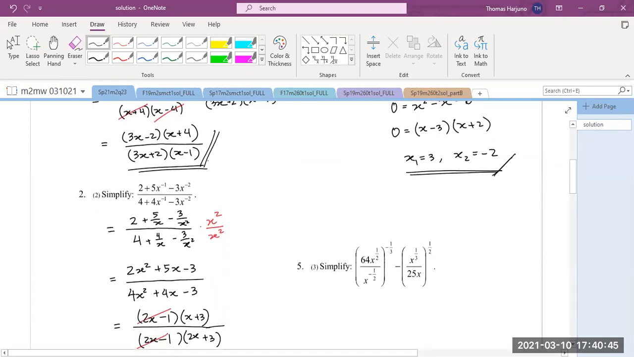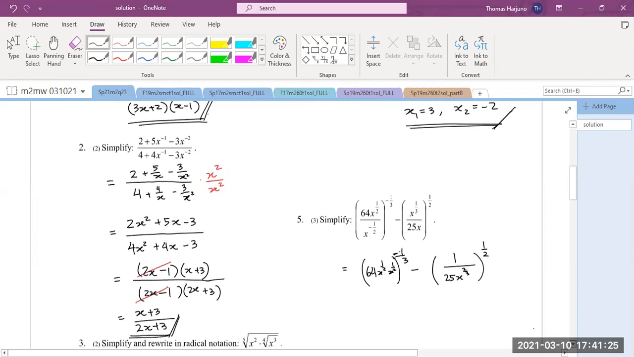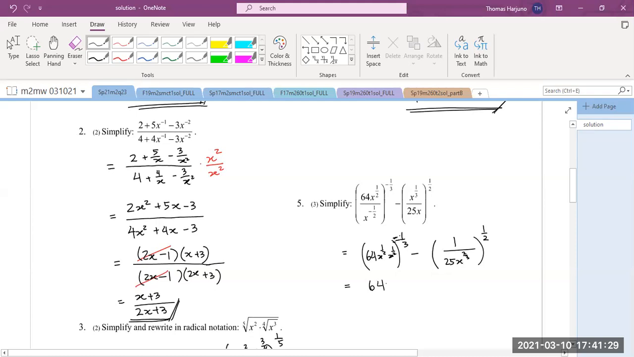Number 5. Oh, wow. This is kind of nasty. Hold on. Let me simplify the guy inside the grouping symbol first. So this is 64 x to the 1/2, x to the 1/2 to the power of negative 1/3, minus this will be 1 over 25 x to the 2/3 to the power of 1/2. This is 64 x to the power of negative 1/3, minus this is 1 over 25 x to the 2/3 to the power of 1/2.